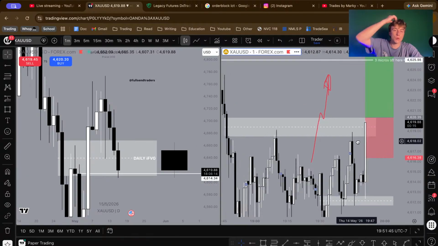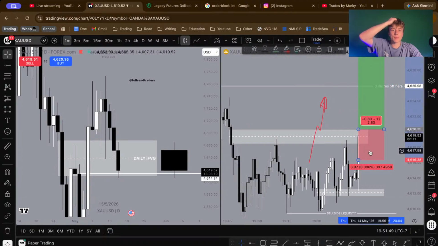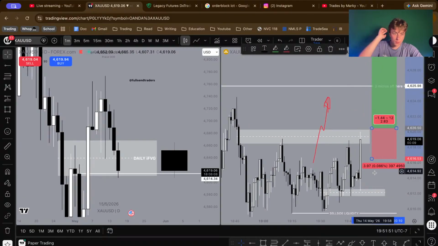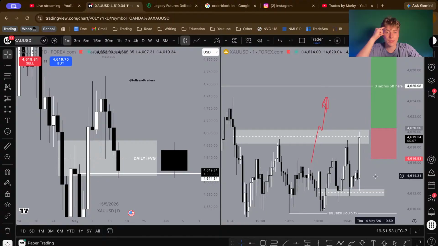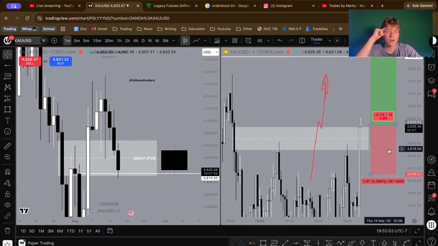Okay, get ready, guys. We're running up rapidly. So let's see if we respect this gap. If we close above it here, 8, 7, 6, 5. Looks like the first candle is not going to close above it, so we do not have an entry just yet. Okay, we did actually close above it. We did. All right, boys.